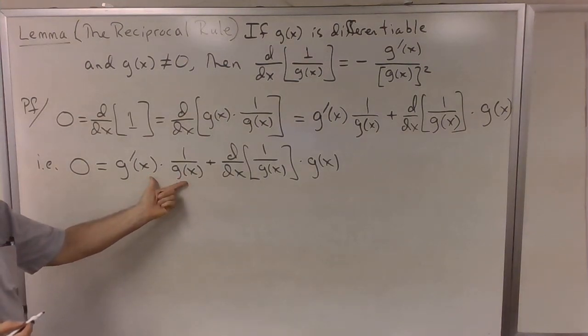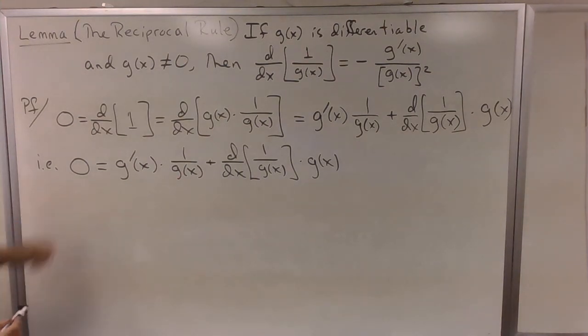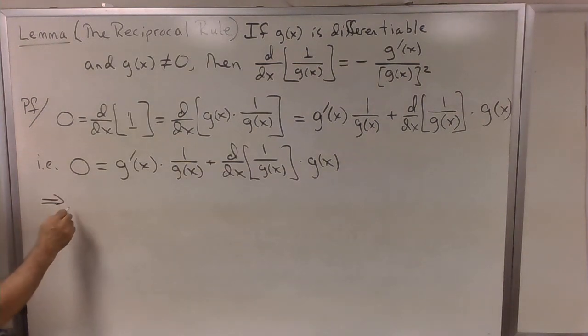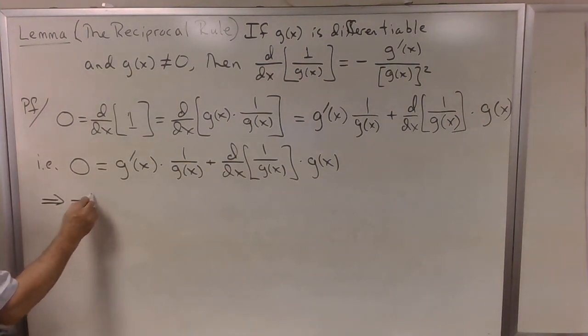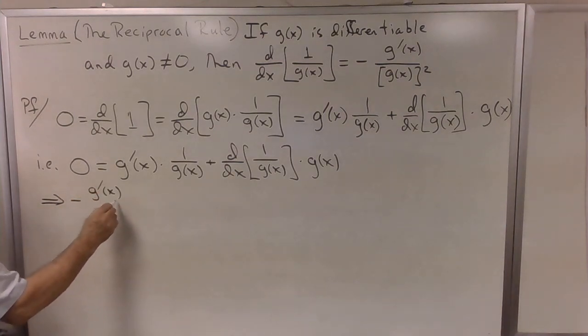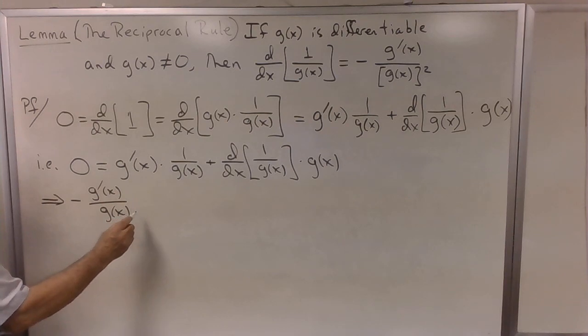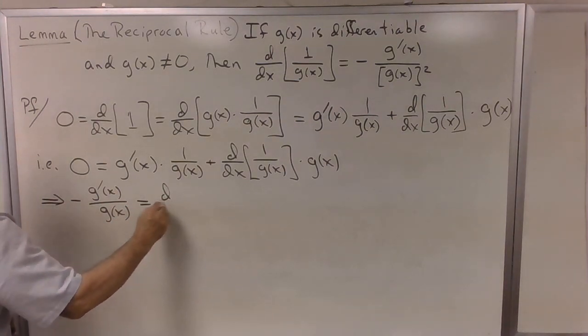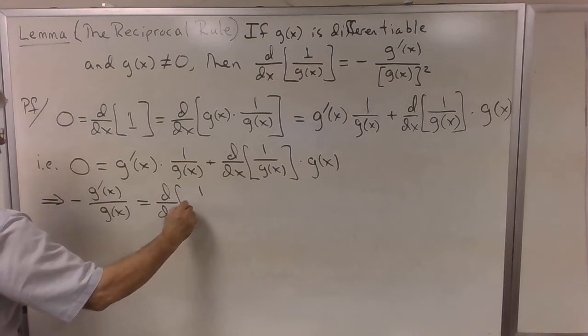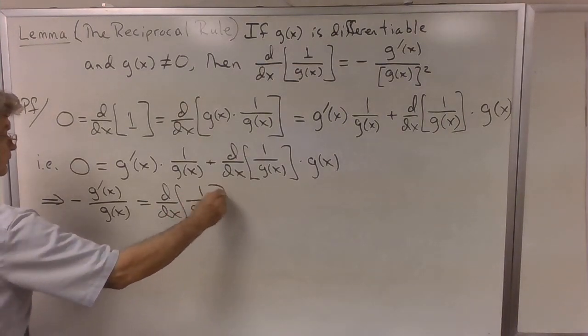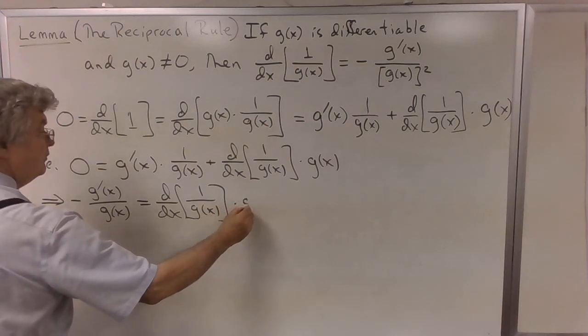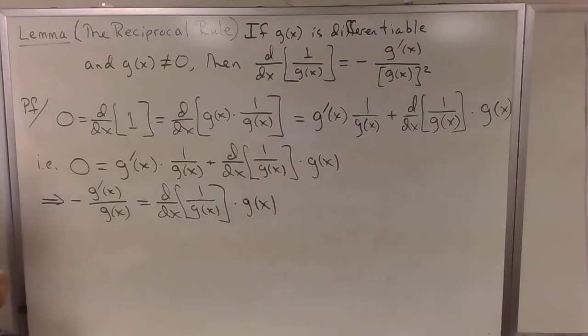So we'll get this term to the left side. Negative g prime of x over g of x equals the derivative of 1 over g of x times g of x. Oh man, this is almost too easy. Look at that for a second, and then we'll continue.